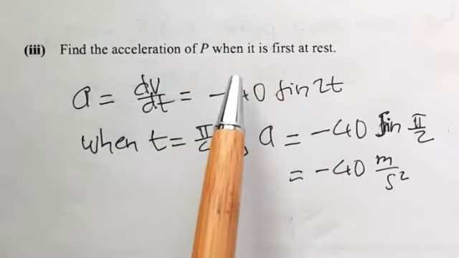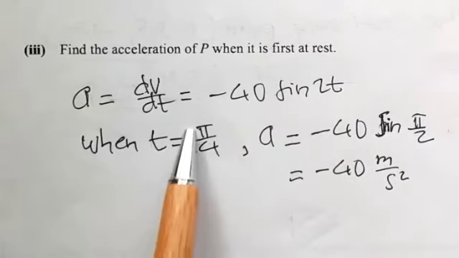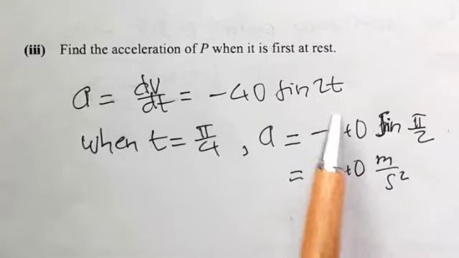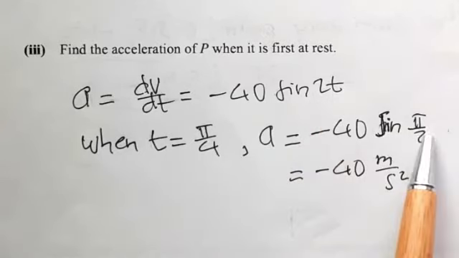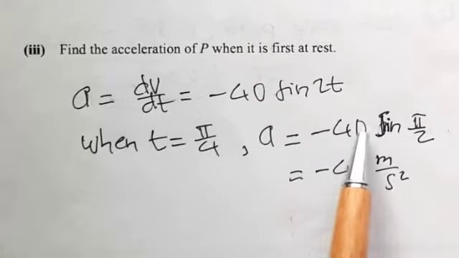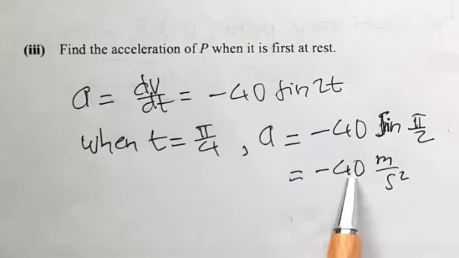Now, when particle P is at rest, that is when time is π/4, acceleration equals −40 times sin of 2 times π/4, that is π/2, and sin π/2 is 1, thus −40 times 1, that is −40. Thus the acceleration is −40 meters per second squared.